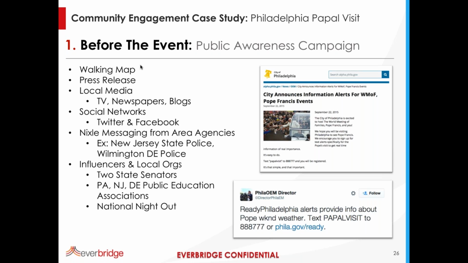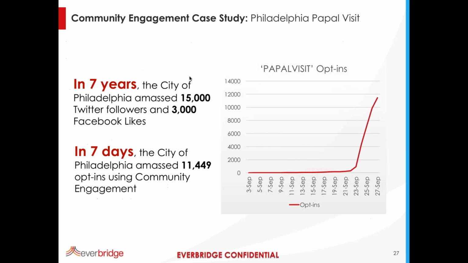The city was sending that call to action across their Twitter streams, posting it to their Facebook walls. Text papal visit to 888-777. So they did a great job getting the word out. And what that really led to was a very sharp spike in signups in a very, very short amount of time. And obviously a great result.